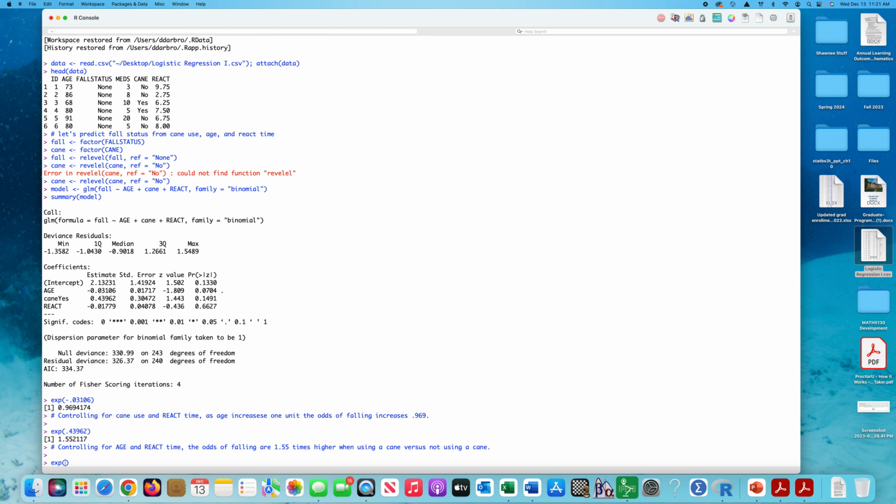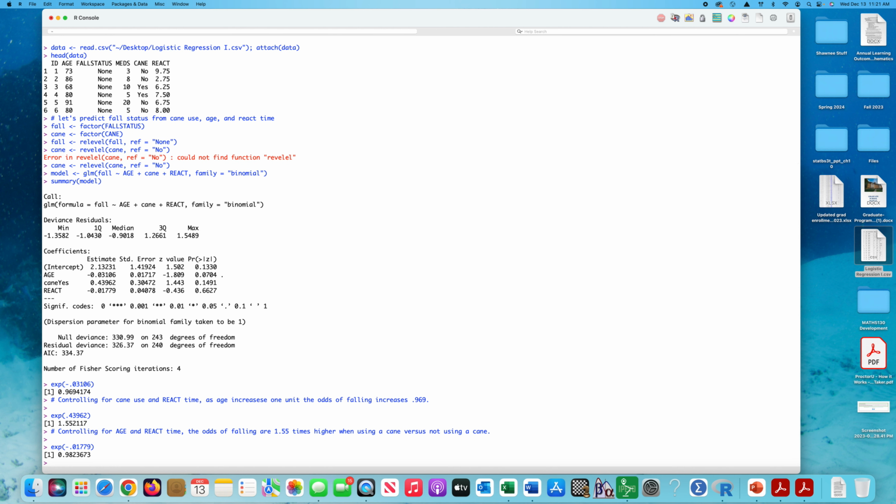I'm not going to type out react, but I would still negative 0.01779. So the odds are 0.98. So I would say controlling for age and cane use, as react increases 1 unit, the odds of falling decrease, 0.982.